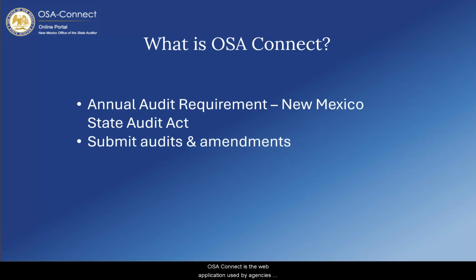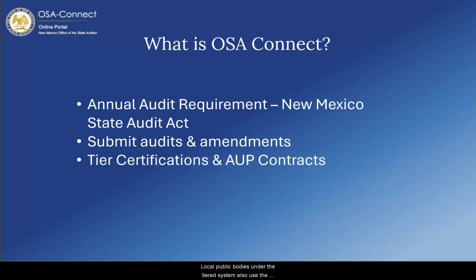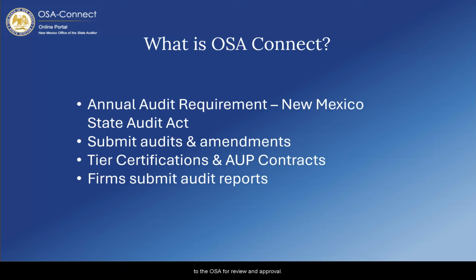OSA Connect is the web application used by agencies to submit their annual audit contracts and any required amendments for OSA approval. Local public bodies under the tiered system also use the portal to submit their tier certifications or their agreed-upon procedure contracts. Audit firms use OSA Connect to submit their audit reports to the OSA for review and approval.